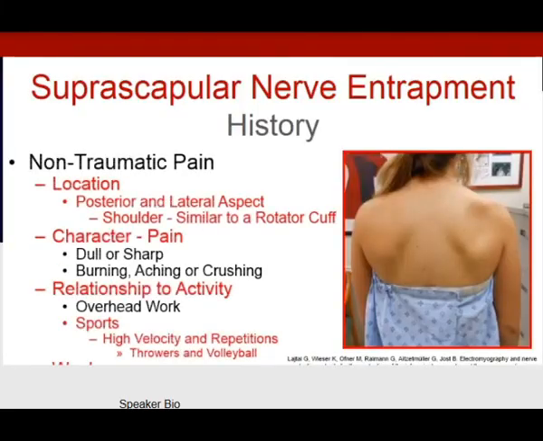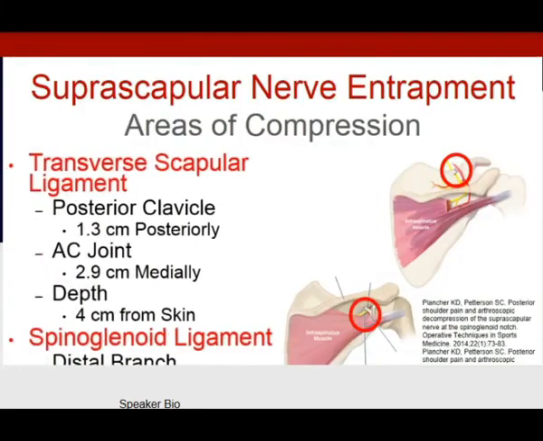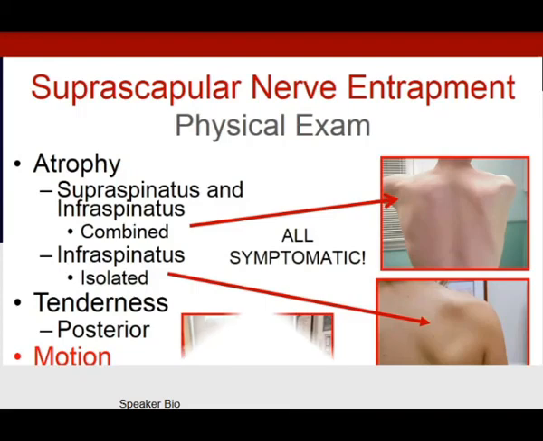Suprascapular nerve entrapment can occur. It is non-traumatic. Its character is dull pain or sharp pain. Think of overhead workers, high velocity volleyball players and throwers with weakness on external rotation and a high clinical suspicion. Whether you have compression at the transverse scapular ligament or the spinoglenoid ligament, you can detect different types of atrophy. Here you can see 3 types, although motion is preserved in all of these patients, and the bottom left shows a florid suprascapular nerve entrapment without atrophy.